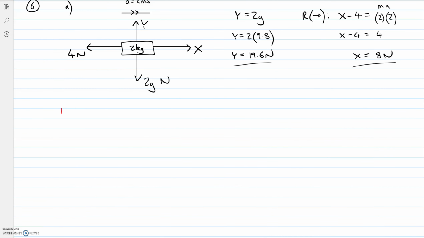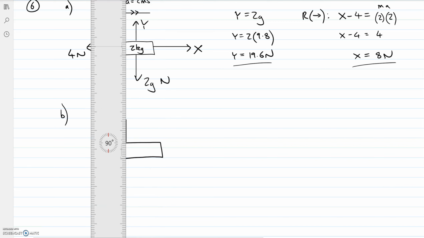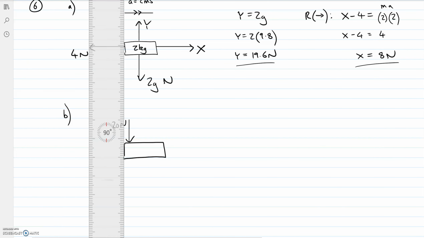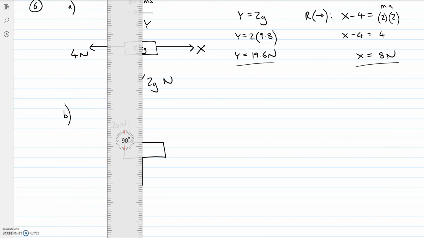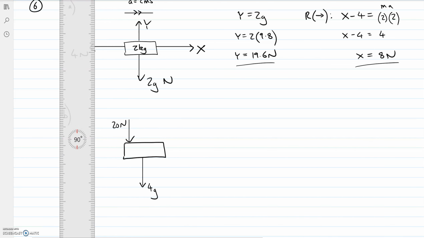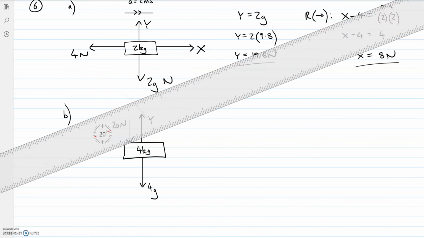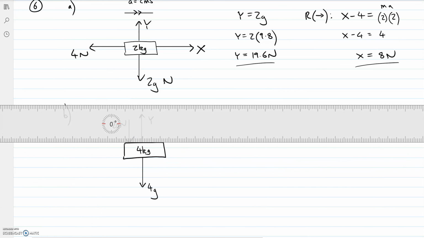So part B, a similar kind of setup here. There's another force acting though, but let's get our object drawn. This time we've got a 20 newton force acting downwards, as well as the 4 kilograms, which will act as 4g. Again, mass times acceleration, the acceleration is g, which is 9.8. And then we've got a force going upwards, which is y. And the object is accelerating this time, still 2 meters per second squared, but from right to left.